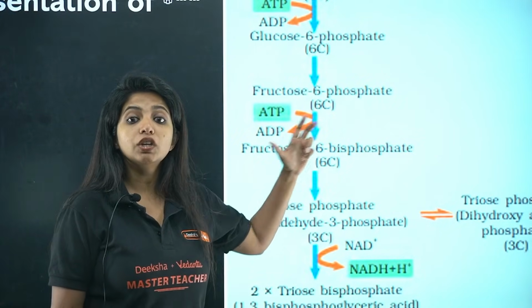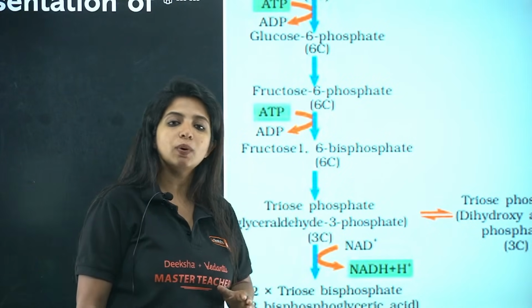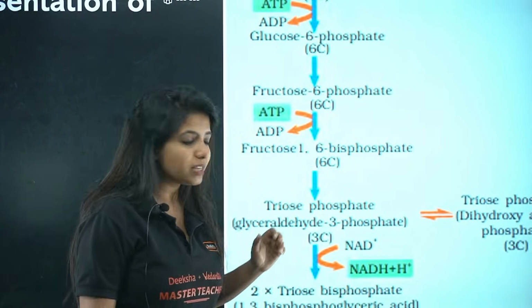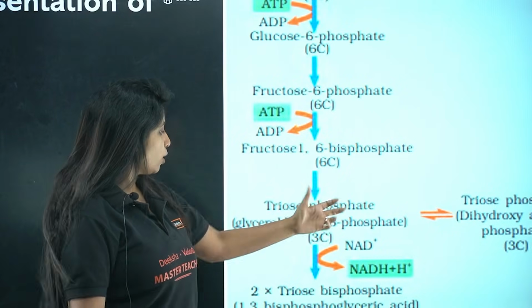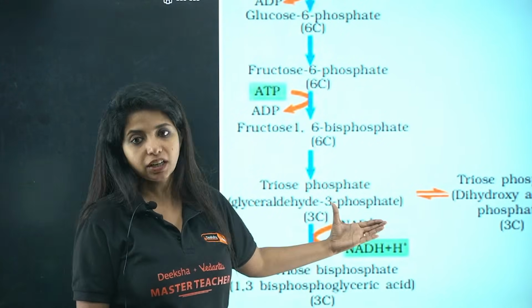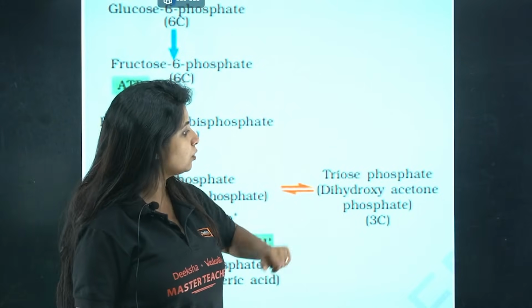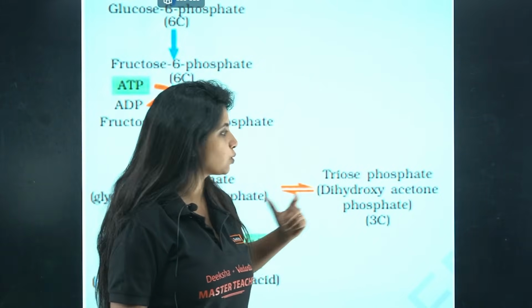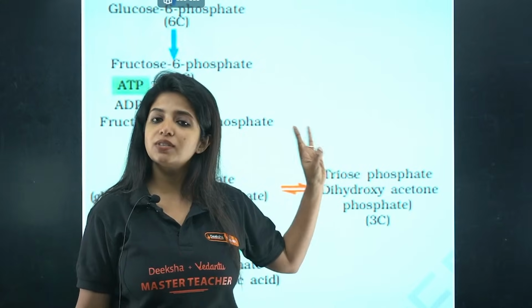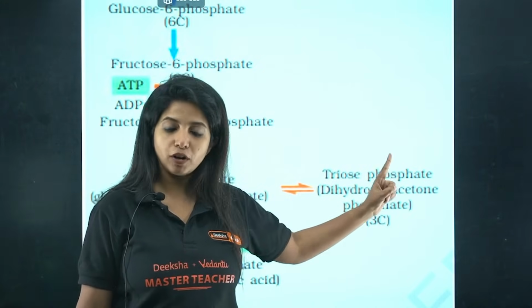Now my dear children, you are going to break the fructose 1,6-bisphosphate into 2 compounds, each of 3 carbons. So basically you get 2 things. One triose phosphate, which is known as glyceraldehyde 3-phosphate. Apart from that, you get one more thing, that is dihydroxyacetone phosphate. And both of them are called triose phosphate. Why triose phosphate? Because they have 3 carbons and 1 phosphate group attached to it.